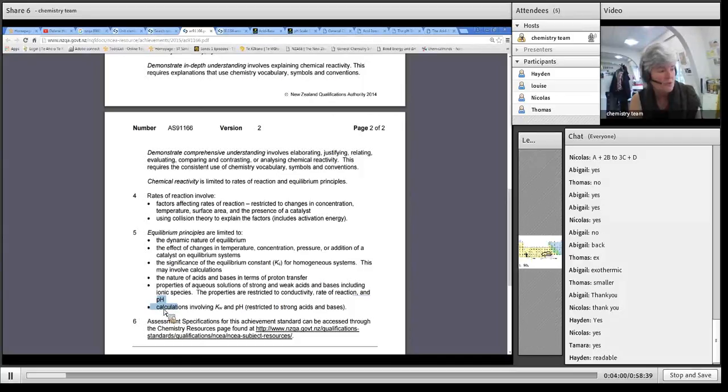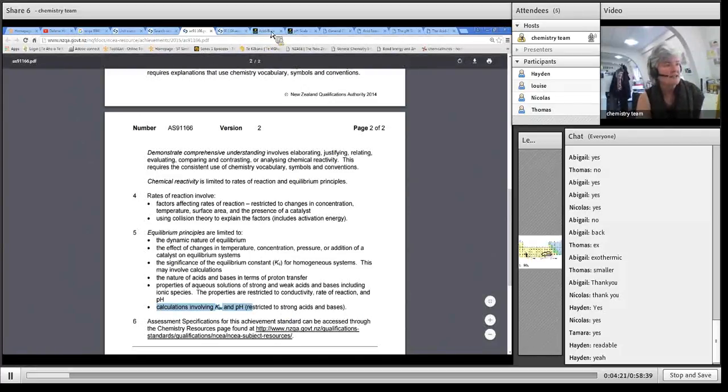And then we do calculations. Now we've already done some calculations with an equilibrium constant, but we'll also be doing pH calculations. So that's the standard. And do you think it's all pretty doable? Yeah, great. Okay, so let's look at acids and bases.